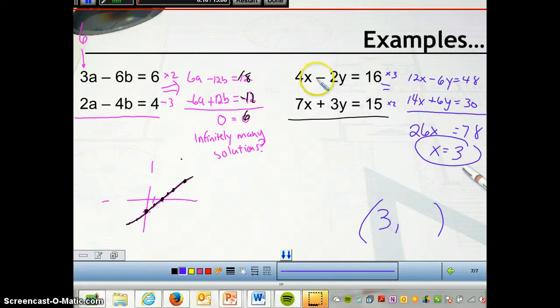Plug the 3 back into one of the originals. Looks like this one looks just as easy. So I'm going to go 21 plus 3y equals 15. And I did the bottom just because I'm sure most people do the top, but I wanted to avoid the negative. So subtract the 21 over, that makes negative 6 over here. Then divide by 3, so y equals negative 2, and there's the spot where the two lines cross.